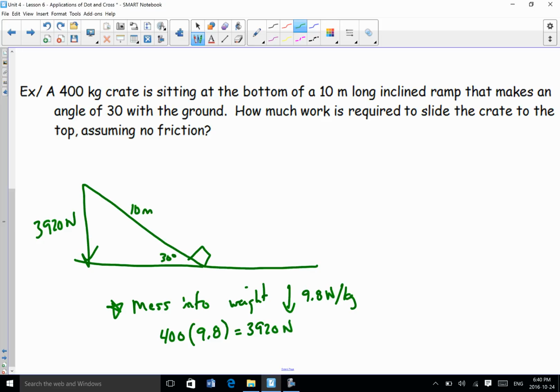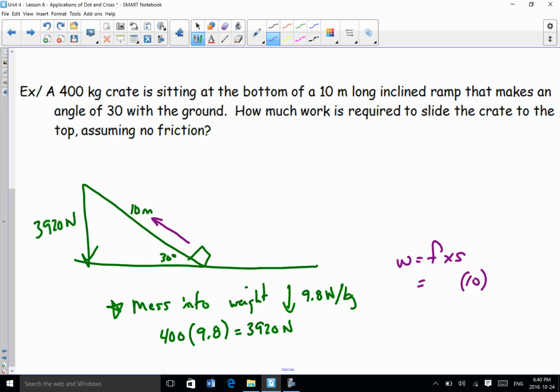3,920 newtons. So if I want to know how much work I need to just slide the crate up the ramp, I want to slide the crate this way. My work, we saw previously, is F times S. I need to figure out how much force I need to counteract the gravity. How much force do I need to get it up the ramp? And then I'm going to multiply that by how far I have to move it up the ramp, so times 10. So how do I figure out that force going up the ramp?